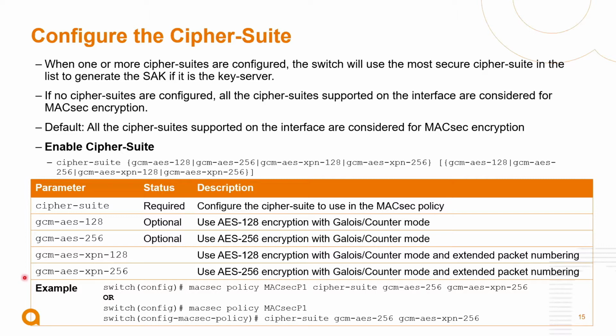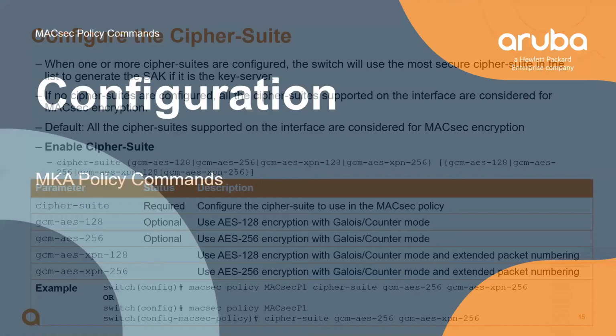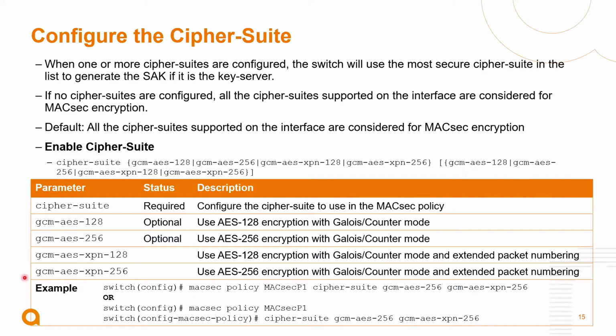If your other end doesn't support it, you wouldn't see the MACsec session coming up. So you need to be careful about what your Cipher-Suite configuration on the MACsec policy is going to be. If the other end of your MACsec channel is going to be a 5400R or a 3810, you would want to keep the Cipher-Suite configured as AES 128, because if the 8360 acts as the key server, it would choose the XPN 256 variant, which would mean that the MKA won't be negotiated successfully. But we support all 4 versions of the Cipher-Suite.